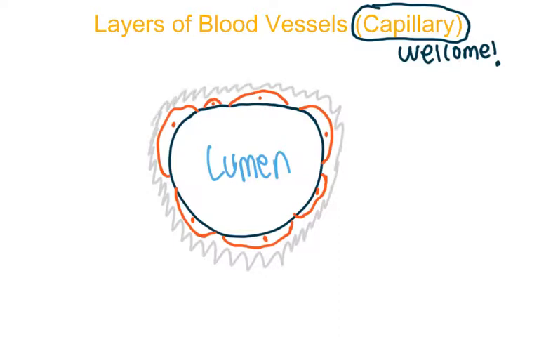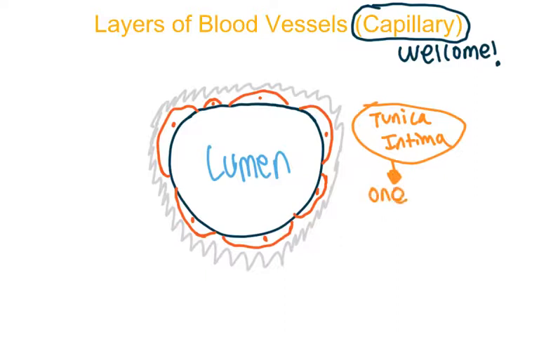The thing about capillaries is that they only have a tunica intima layer. So what does that mean? That they don't have any smooth muscle like arteries and veins have in the tunica media layer, and they don't have an adventitia layer either, a tunica externa layer. They only have a tunica intima layer. And a tunica intima layer only consists of one cell layer thick, so one layer of endothelial cells, only one cell layer thick, okay?